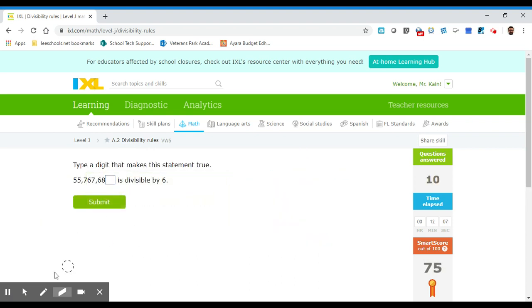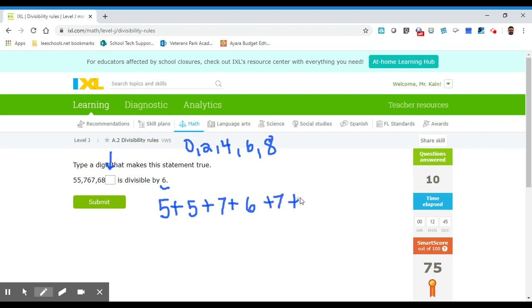And I think this will be the last one because the video is getting a little long. So it has to be divisible by 6, which means this last number needs to be even and the whole thing has to be a number that divides by 3. So our choices are 0, 2, 4, 6, or 8. So let's add up these digits and see which number will divide by 3. So 5, 5, 7, 6, 7, 6, and 8. And I'll put a question mark here.